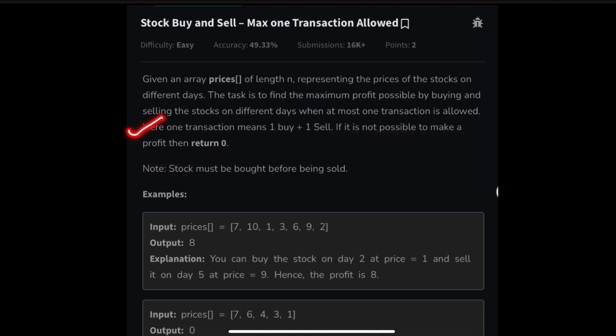And here it is stating what one transaction means. It means one buying plus one selling, and if it is not possible, then we have to return 0. And here there's a quick note saying stock must be bought before being sold, which is a common sense point, right? That if you have any stock, then only you can sell it, right? So the problem description is pretty clear. Now let's dive into examples.